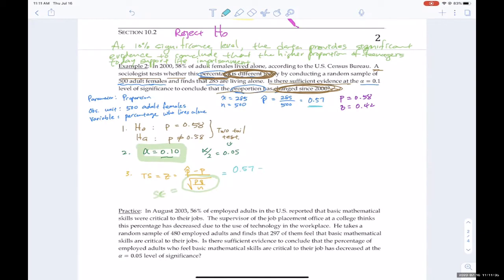The test statistic is p-hat minus p, which is 0.58, divided by the square root of p times 0.42 over 500. I don't want you to put this into a calculator. What I'm going to do is find the p-value as well as your test statistic at the same time. So let's do that, I'm going to switch gears here.